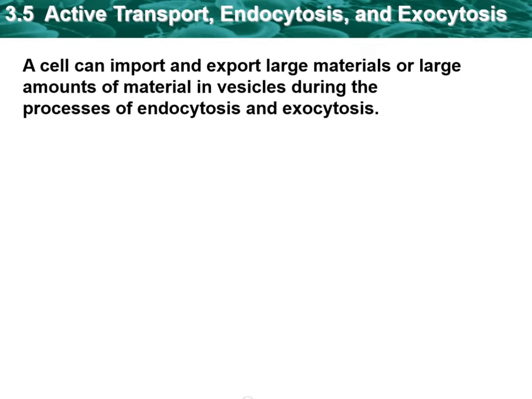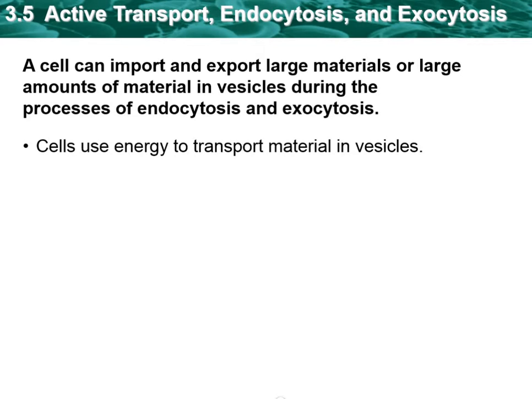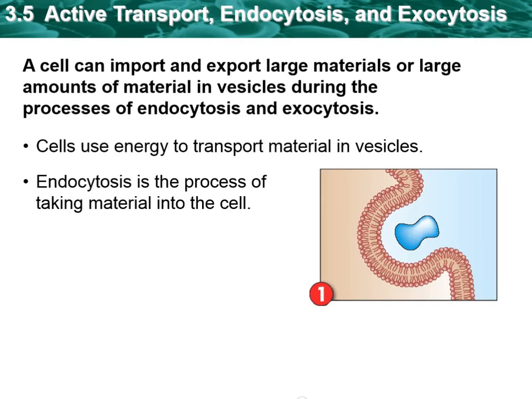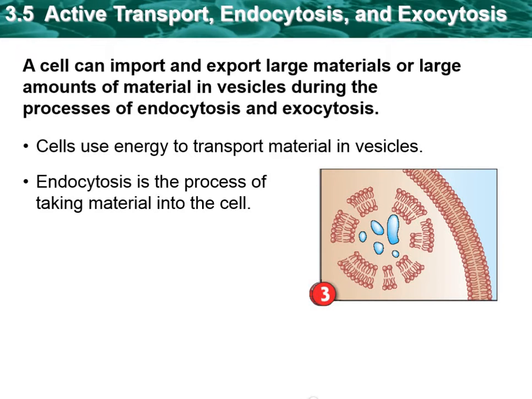Cells can also import and export large materials or large amounts of material in vesicles during the process of endocytosis and exocytosis. Cells use energy to transport material in these vesicles. So endocytosis is the process of a cell taking in material. So you just saw it happen over there. It's going to pull it in, and then once it gets in, that cell membrane is going to break apart, and the cell would be able to break down those things. So that is endocytosis.